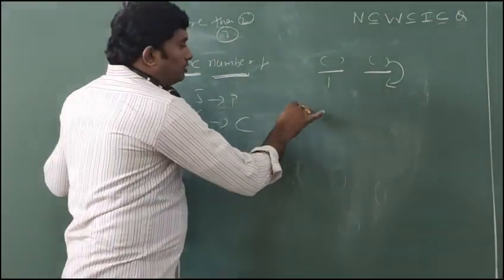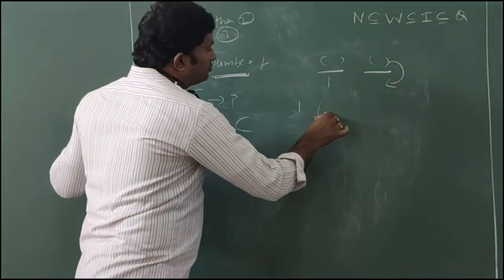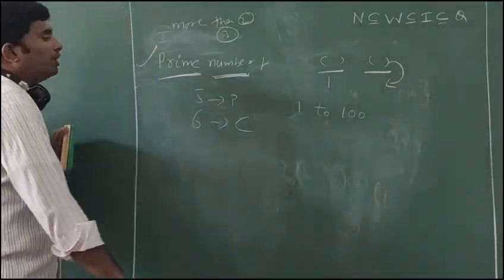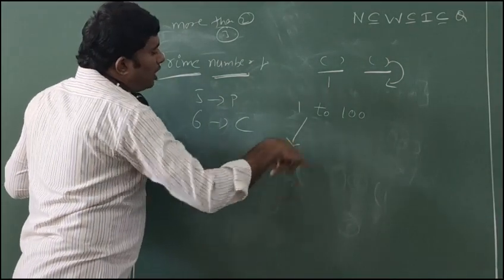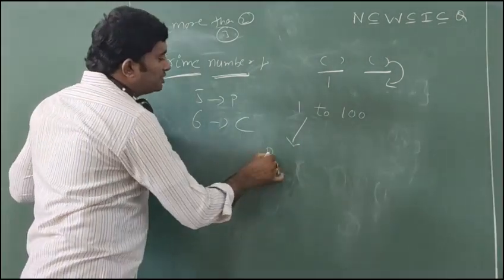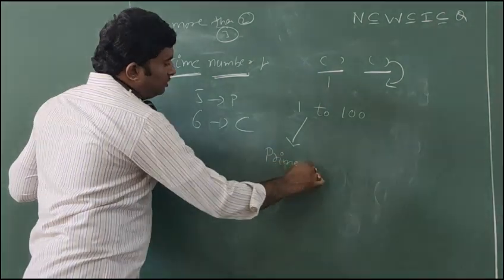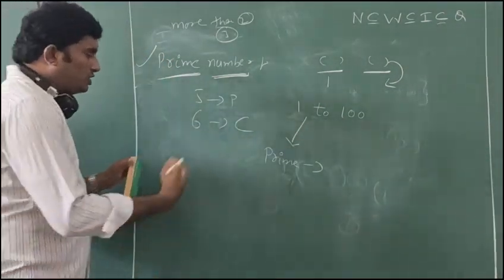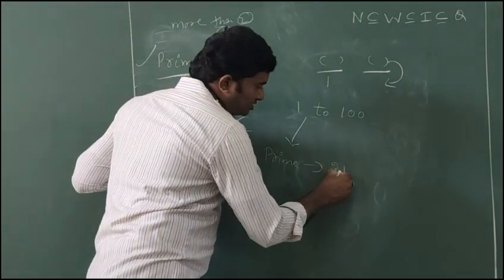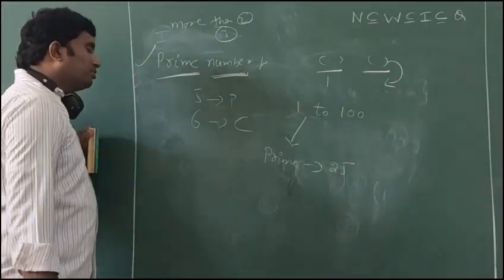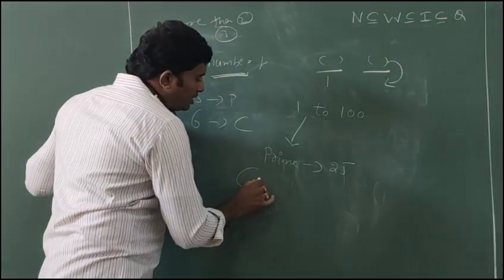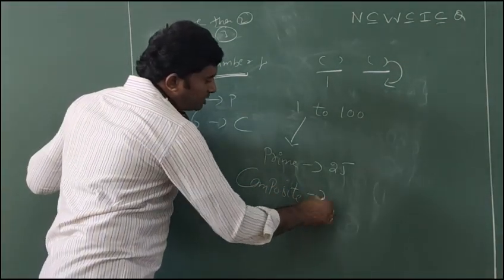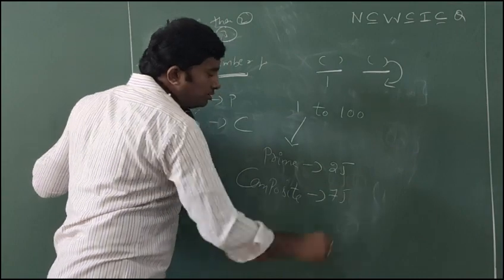Next, take natural numbers from 1 to 100. My question is, how many prime numbers exist between 1 and 100? Exactly, 25 prime numbers exist. Then how many composite numbers exist? Remaining all, 75.